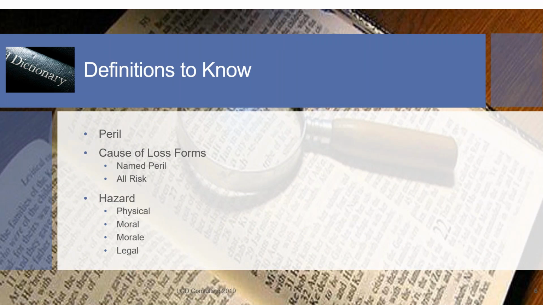Peril. You got to know this one. You'll get this 2 or 3 times. A peril is defined as which of the following? It's a cause of a loss. Right? Or a cause of a loss would be known or better known as which of the following?